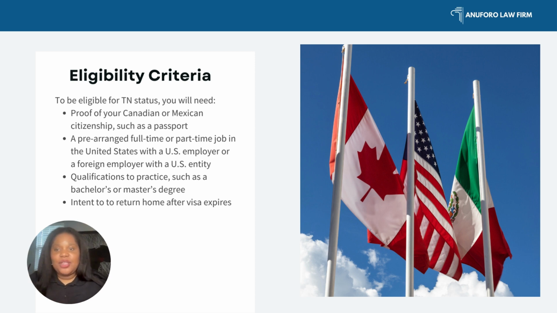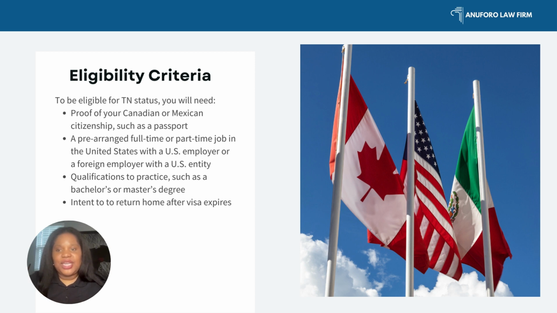Okay. And you also have to prove that you intend to return back home after your visa expires. Because in order to qualify for a TN visa, you must not have immigrant intent, right? You have to have non-immigrant intent. Specifically, the TN regulation states that you must be seeking temporary entry into the United States. So this means that you should not have the intent to permanently reside in the United States.